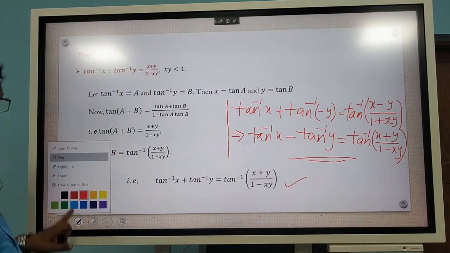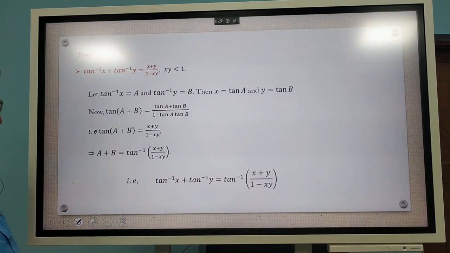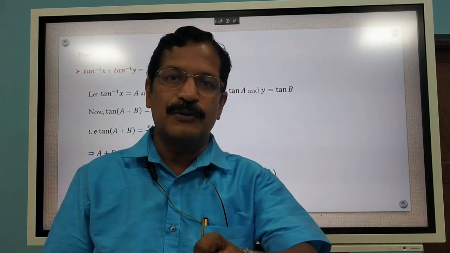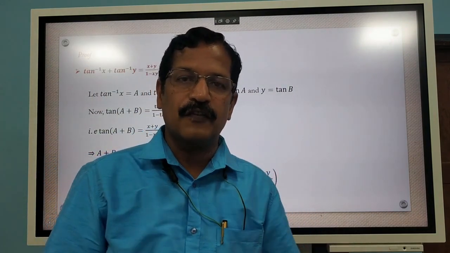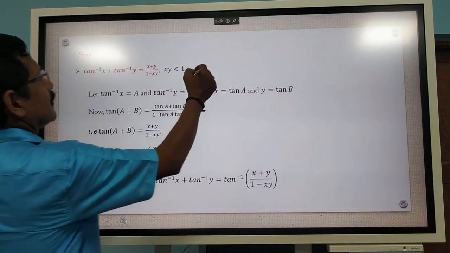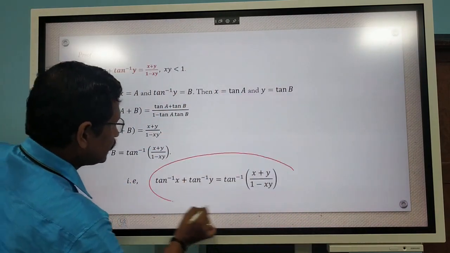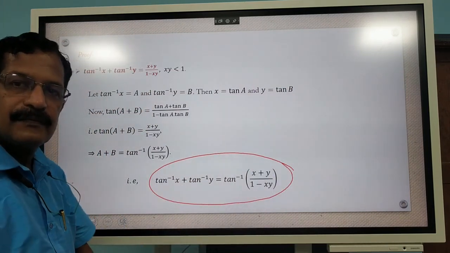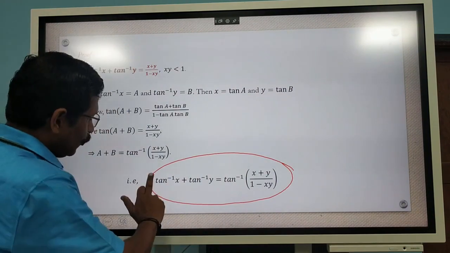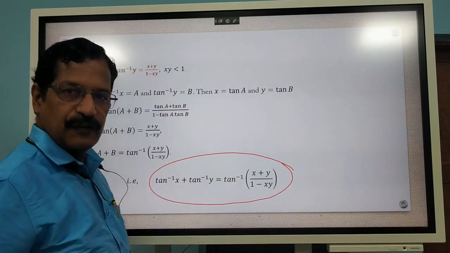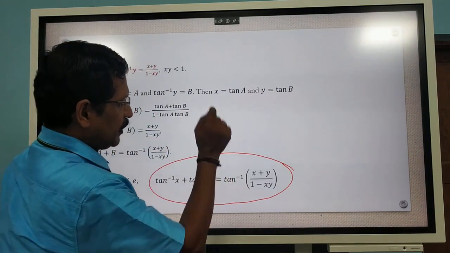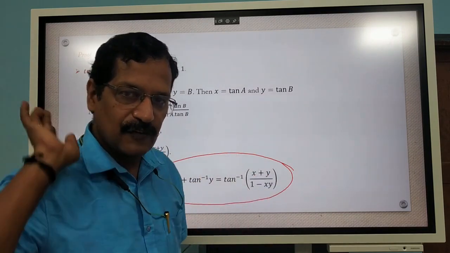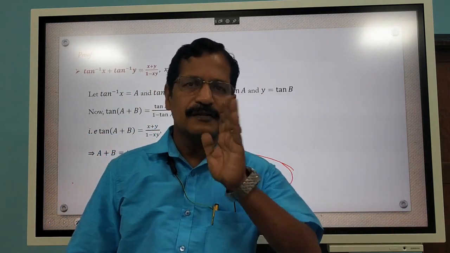Now if you want to prove the third result, that is 2 tan inverse of x is equal to tan inverse of 2x by 1 minus x square, it's very simple. In the first result, replace y by x. Instead of y, you just replace x. So you will get tan inverse of x plus tan inverse of x, so 2 tan inverse of x equal to tan inverse of x plus x is 2x by 1 minus x into x, which is 1 minus x square. So the proof is over. That is a simple proof.